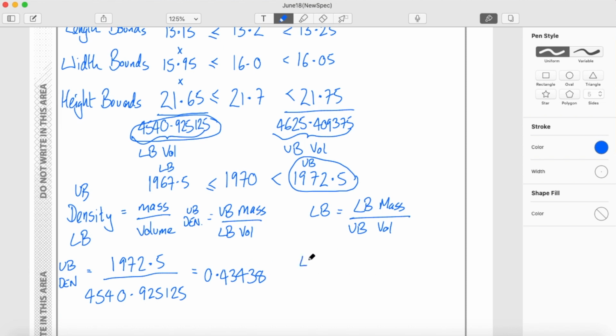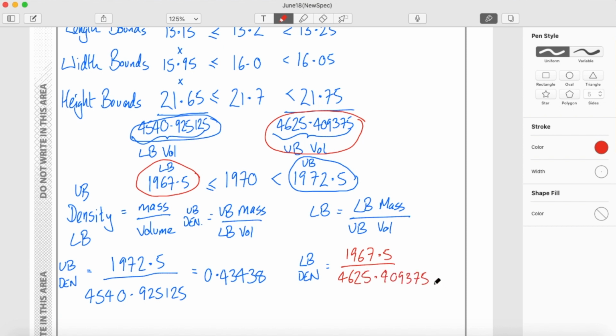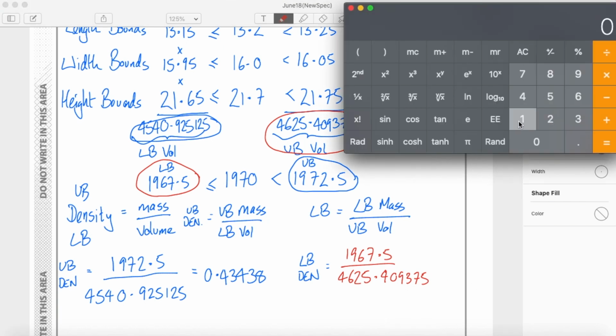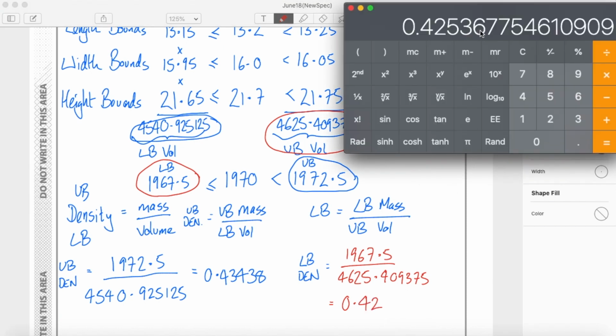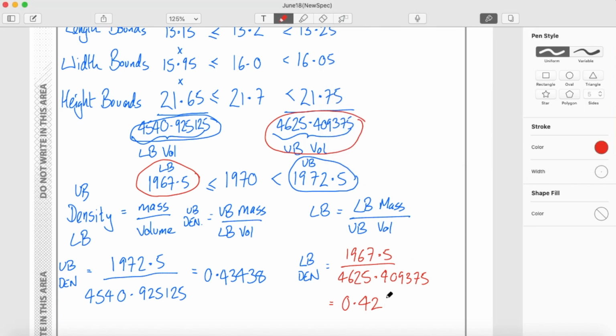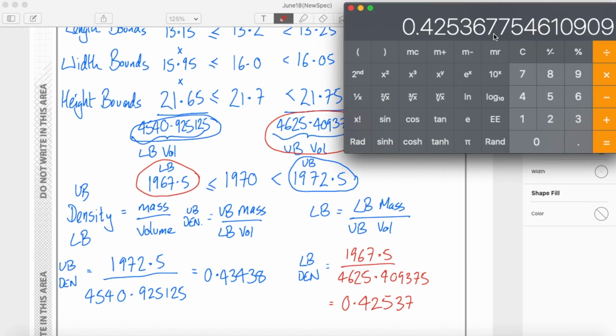Our lower bound density: our lower bound mass, I'll do that in red, which was 1967.5, divided by our upper bound volume, which was 4625.409375, which gives us 0.42537. I'm calling this 7 because of this 7 here rounds this up to a 7.